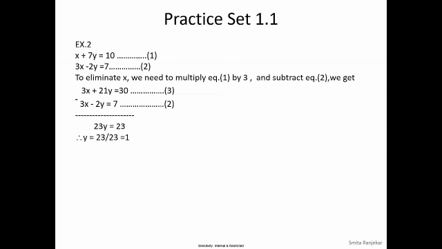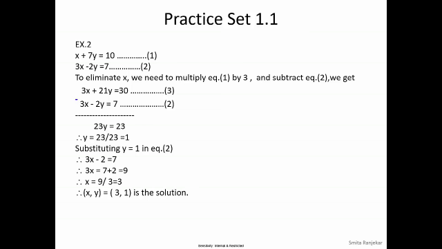Now we will substitute y is equal to 1 in equation 2. So 3x minus 2 into 1, that is 2, is equal to 7. Therefore, 3x is equal to 7 plus 2 equal to 9. Therefore, x is equal to 9 divided by 3 is equal to 3. Therefore, (x, y) is equal to (3, 1) is the solution.